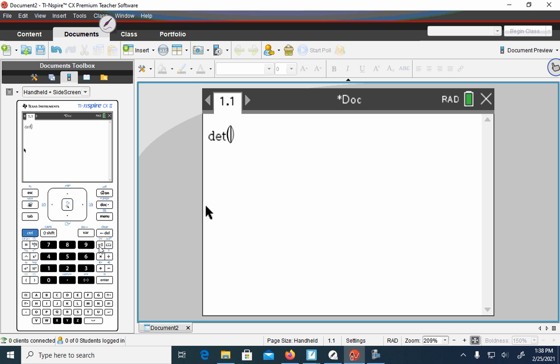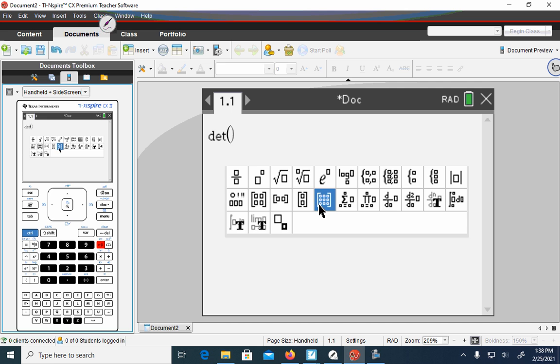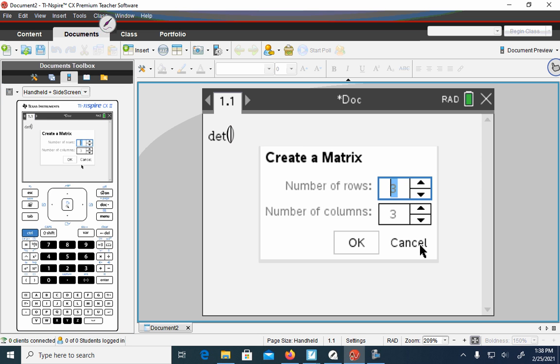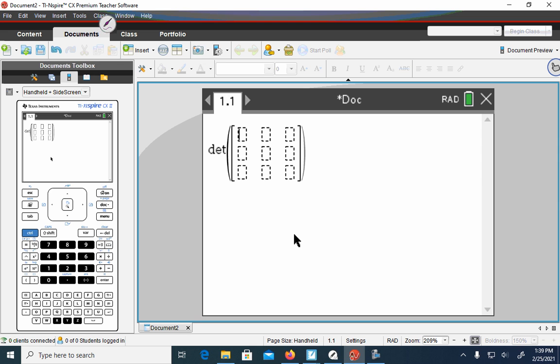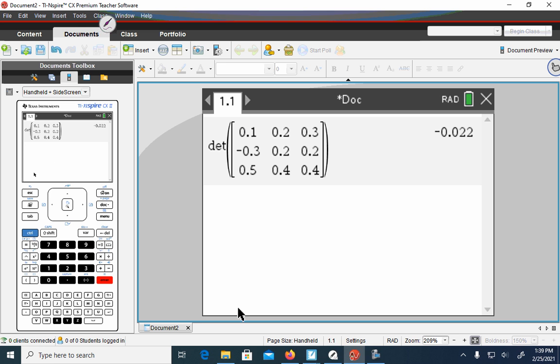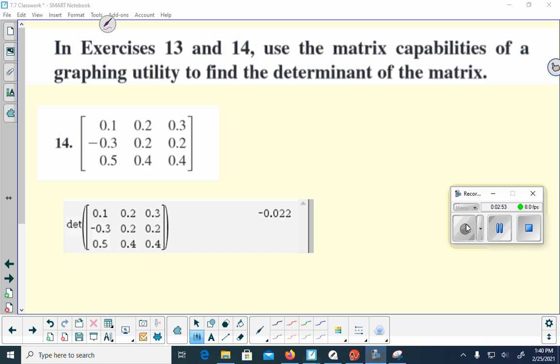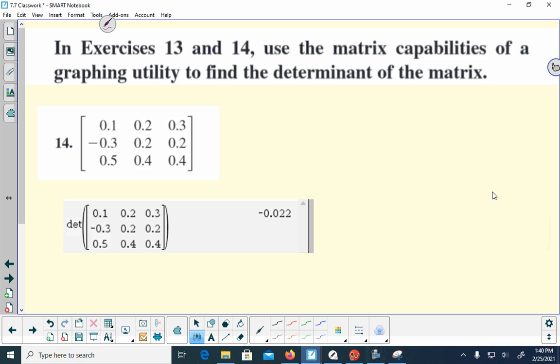So I am going to push the button between the 9 and the catalog, going to the 3 by 3. The matrix they give me is a 3 by 3, so I'm going to leave those 2 values the same. And now I'm going to type in what I see, which is a 0.1, 0.2, 0.3, negative 0.3, 0.2, trying not to make a mistake. And when I do that again, negative 0.22. Give me a second. I want to bring that over, so I'm going to pause you guys. So I brought that over, and there's my answer, negative 0.022.